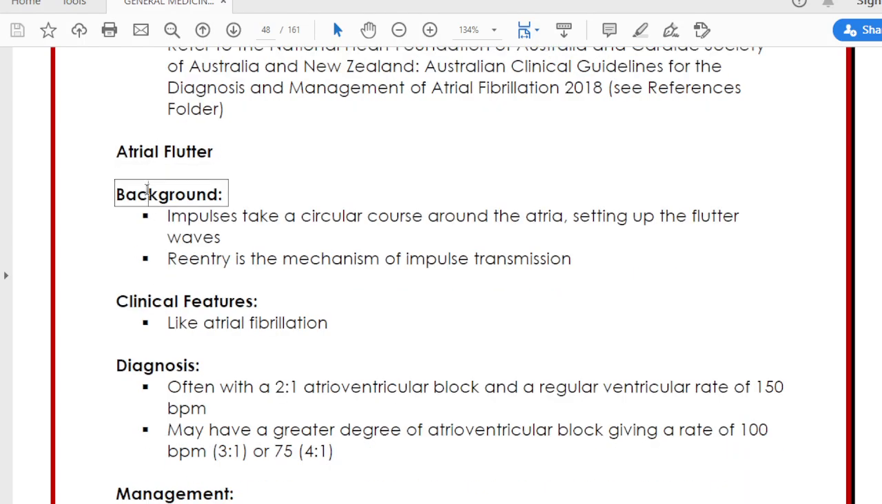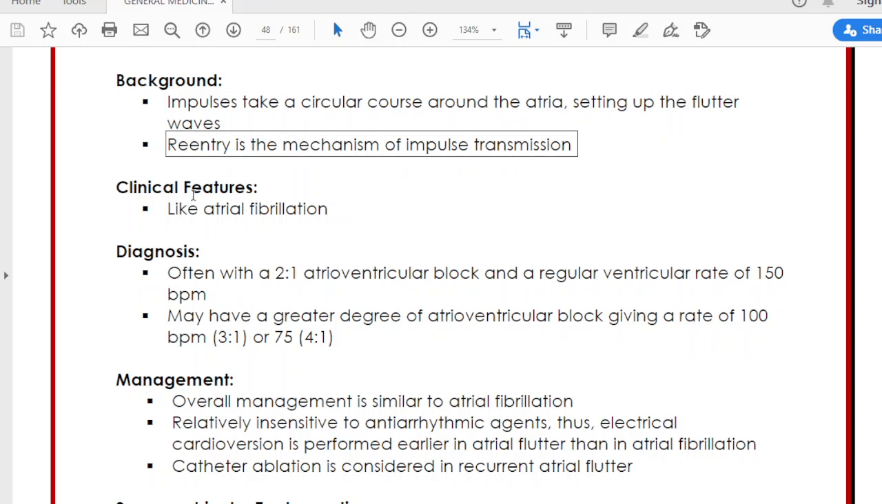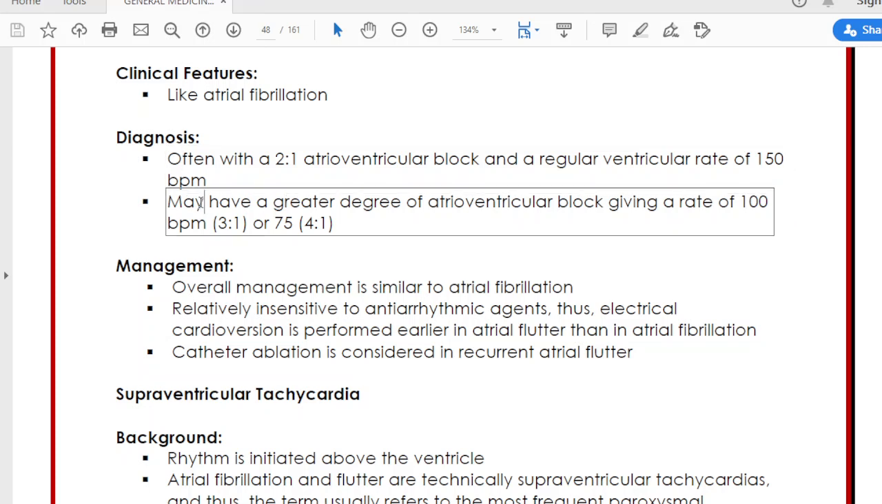Atrial flutter. Background. Impulses take a circular course around the atria, setting up the flutter waves. Re-entry is the mechanism of impulse transmission. Clinical features. Like atrial fibrillation. Diagnosis. Often with a 2:1 atrioventricular block and a regular ventricular rate of 150 bpm, may have a greater degree of atrioventricular block giving a rate of 100 bpm, 3:1, or 75, 4:1.